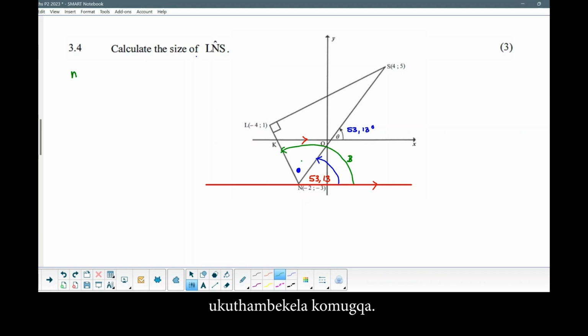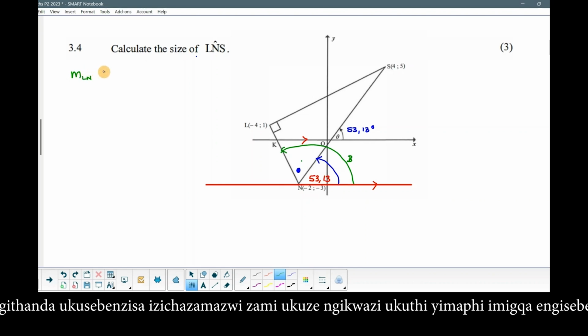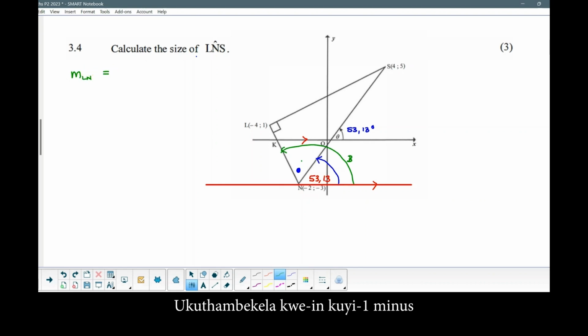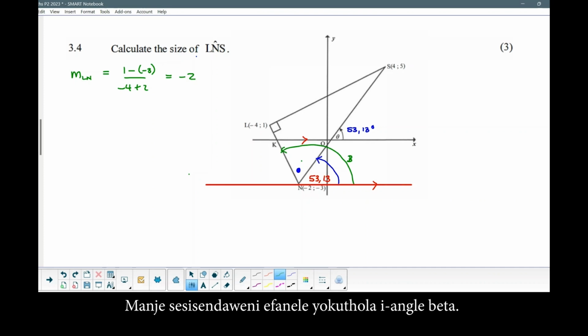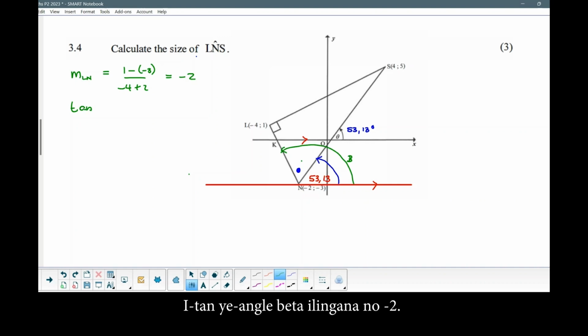So the gradient of Ln, and that's why I like using my subscripts, so I can tell which lines I'm working with. The gradient of Ln is going to be (1 minus -3) over (-4 plus 2), and that gradient simplifies to -2. I knew it was going to be negative. I can see that the slope from left to right is a negative slope, so we're right on point. Now to find angle beta, tan of angle beta is equal to -2.